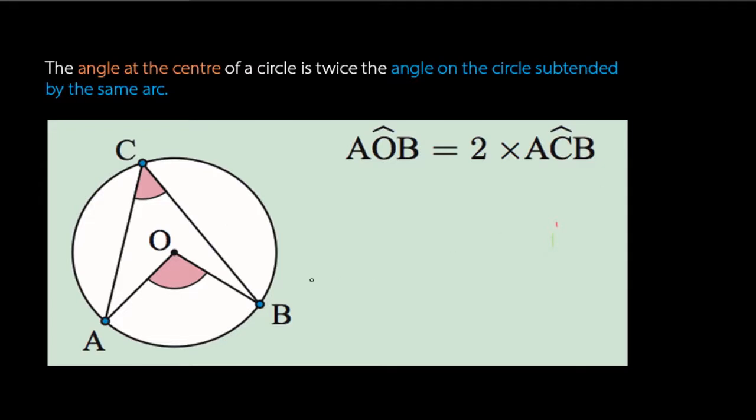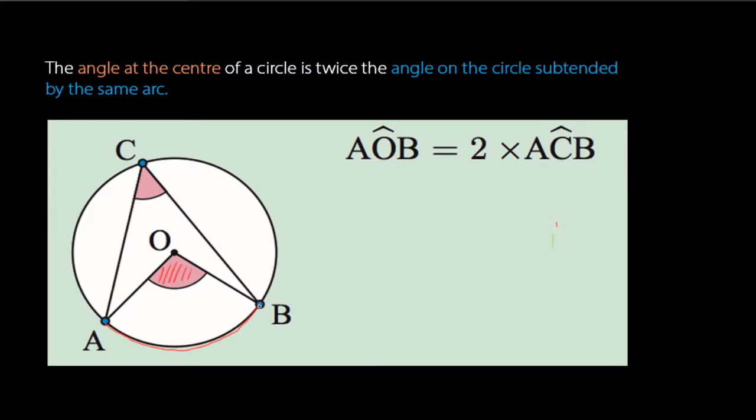Now the angle at the center of this circle is this angle that you have here, the angle that you can see that is shaded here. This is the angle at the center of the circle. So what the theorem says is that the angle at the center of the circle is twice the angle on the circle subtended by the same arc. Now the arc that we are taking into consideration is arc AB.